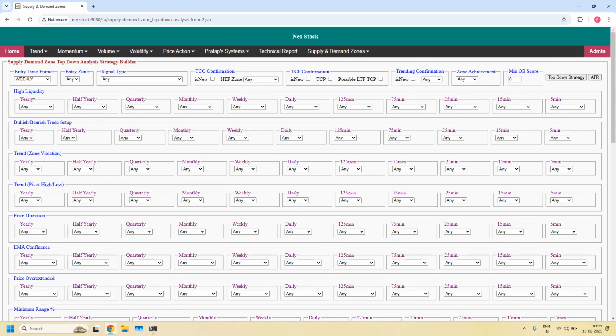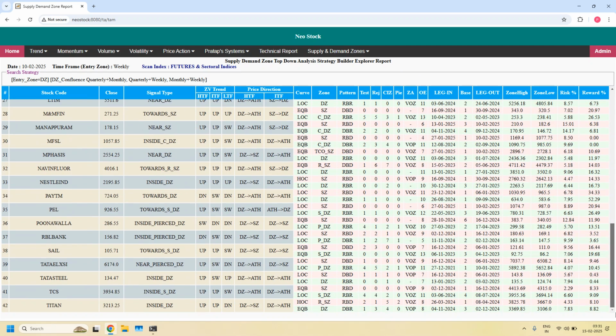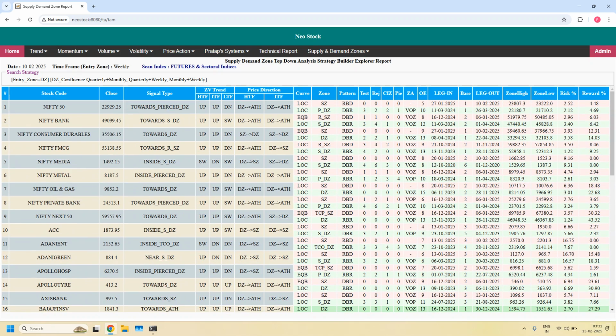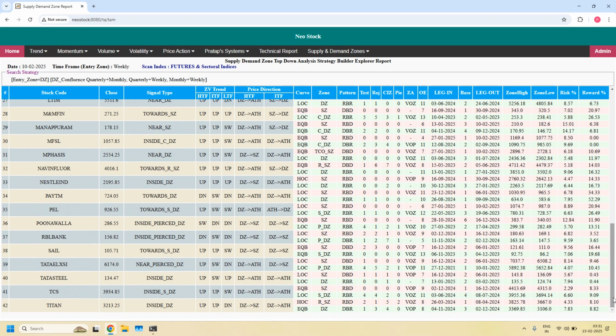Let's filter. And this should be for demand zones. Even if you don't select it, not a problem. See, total how many? 42 stocks are filtered. That means Nifty 50 also. Nifty 50 weekly zone is inside the monthly zone, and the monthly zone is inside the quarterly zone. That means demand is very strong. That is one indication. I am scrolling the list down. So total 42 stocks are filtered.